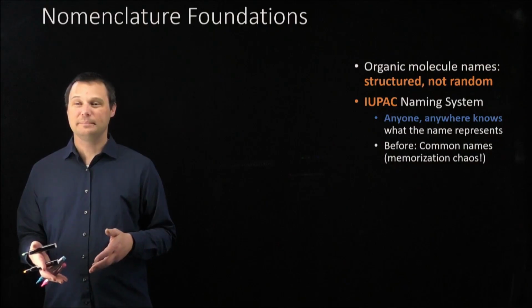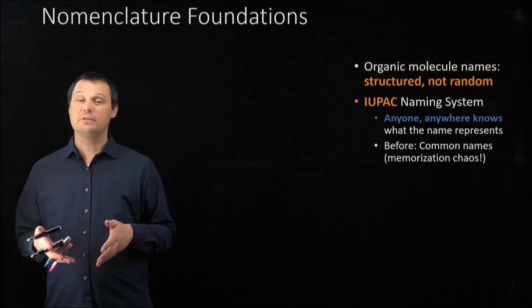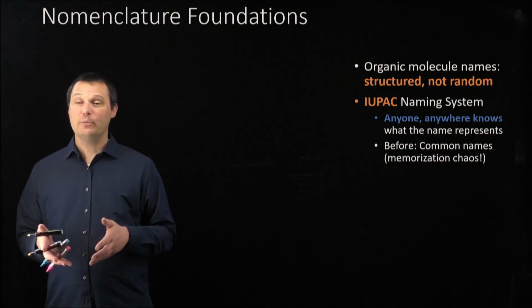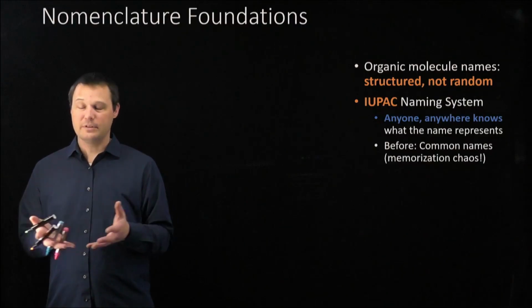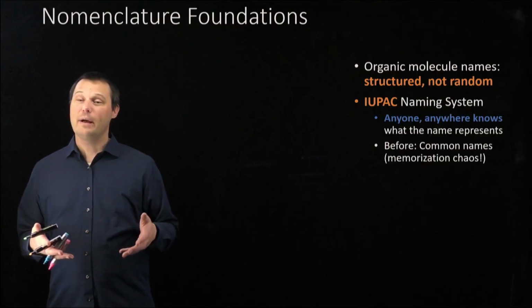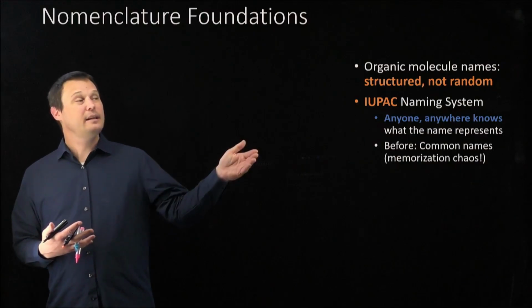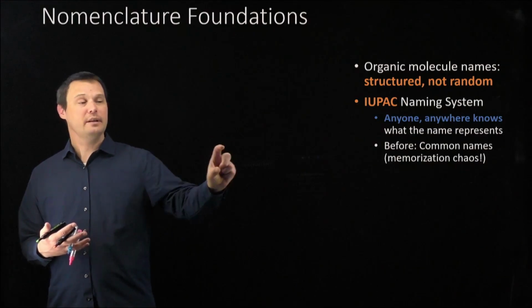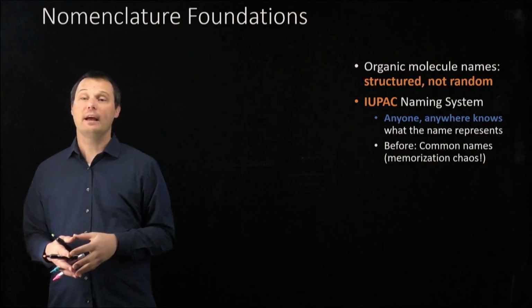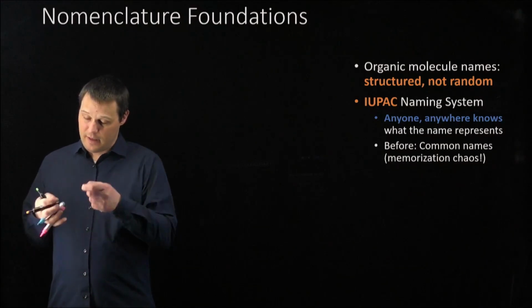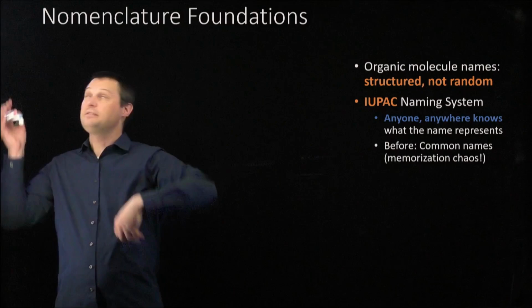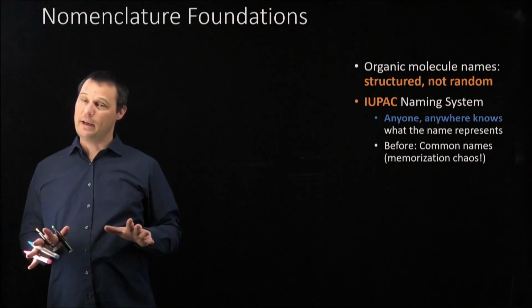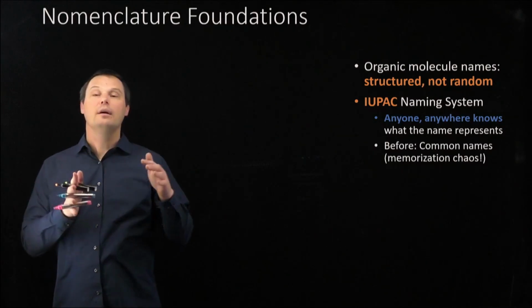In organic chemistry, we don't name molecules randomly. We use a system called the IUPAC system. IUPAC stands for the International Union of Pure and Applied Chemistry, the conference of chemists that came up with this system. IUPAC nomenclature is a system that lets any chemist anywhere in the world read a chemical name and know exactly what that name represents. Before this system, every individual molecule had its own unique common name, and that led to memorization chaos. The IUPAC system replaced memorization with logic.